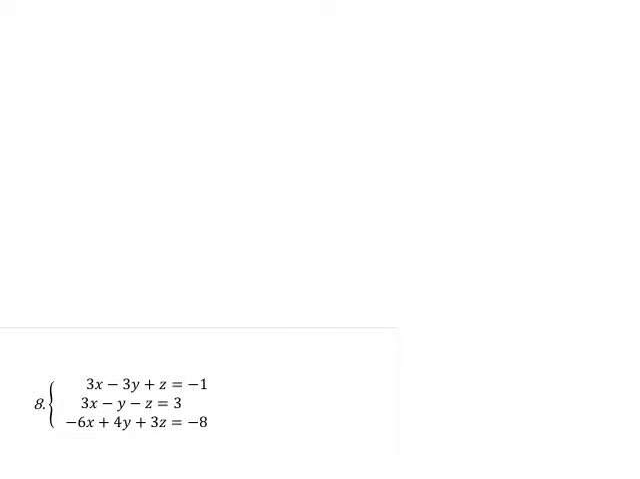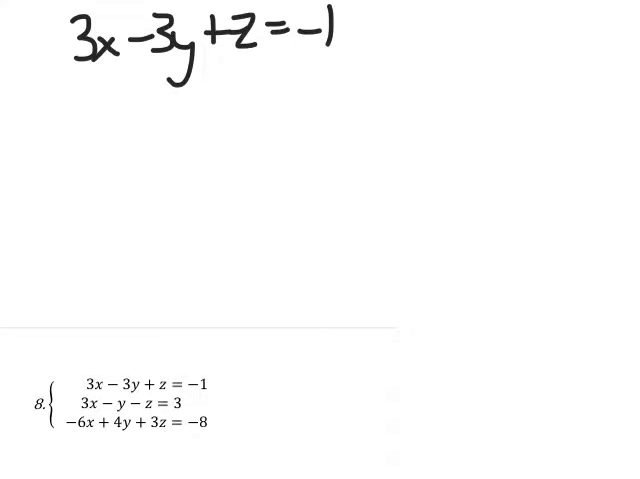Alright, with number 8, I'm going to go ahead and use the same technique. I'm going to choose those top two equations for no other reason than that those are the two that I want to choose. So you get to choose the two that you want to work with. So I'm going to write them up here. 3x minus 3y plus z equals -1. And the second equation, 3x minus y minus z equals 3.